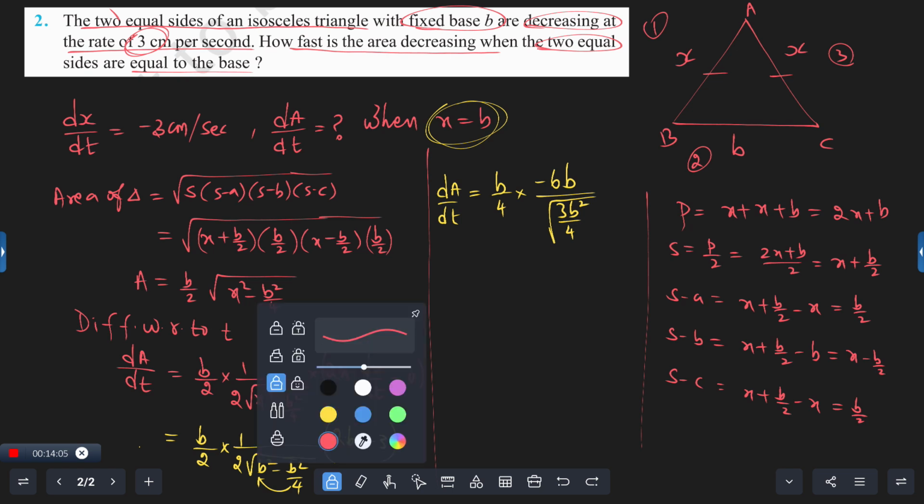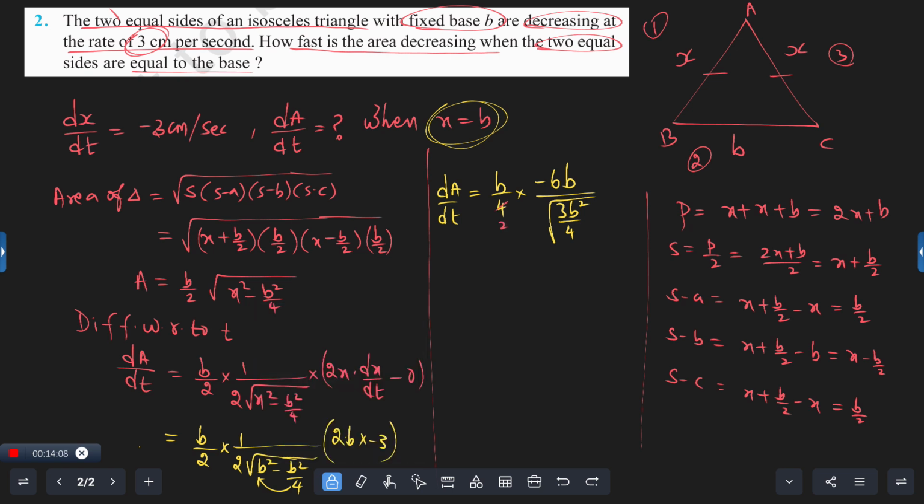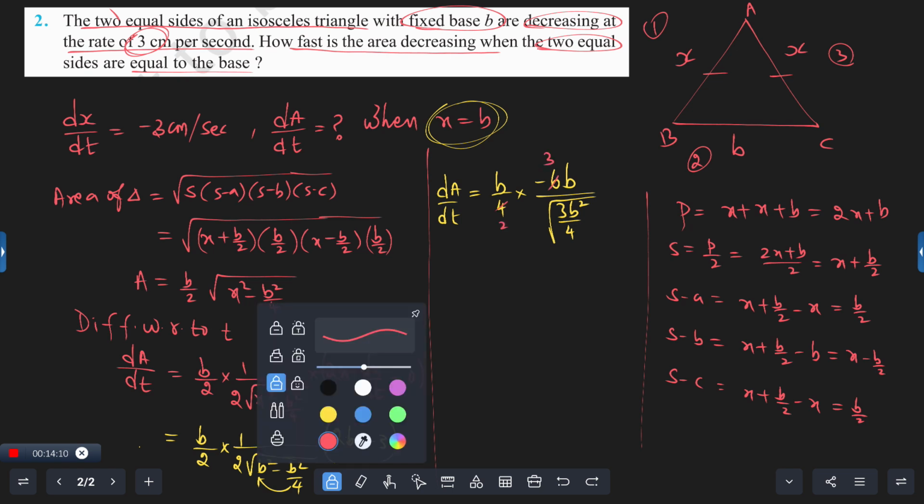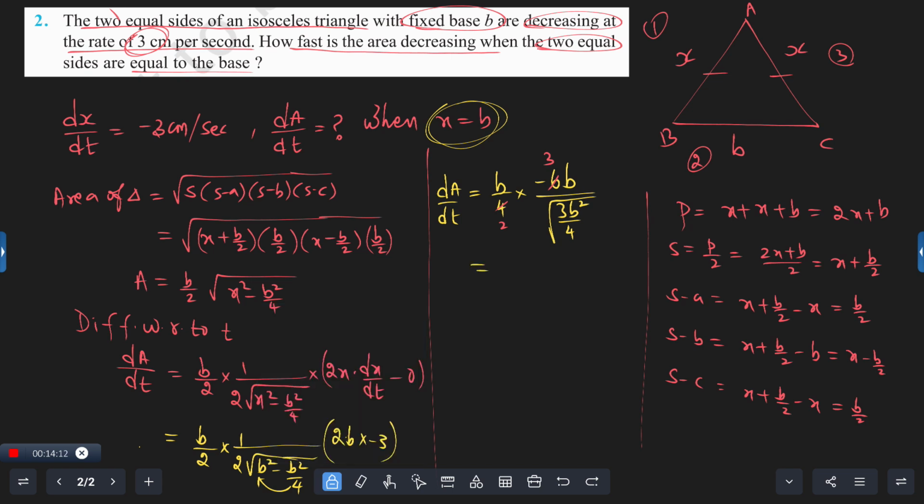Now you can cancel this. 2 2s are 4, 3 2s are 6. So what I'm getting, minus 3b into b square divided by 2 we have here. And if you take a square root for this, 3 we don't have root, leave it. But b square and 4 we have a root as b by 2. Whatever possible to cancel, you can cancel now.